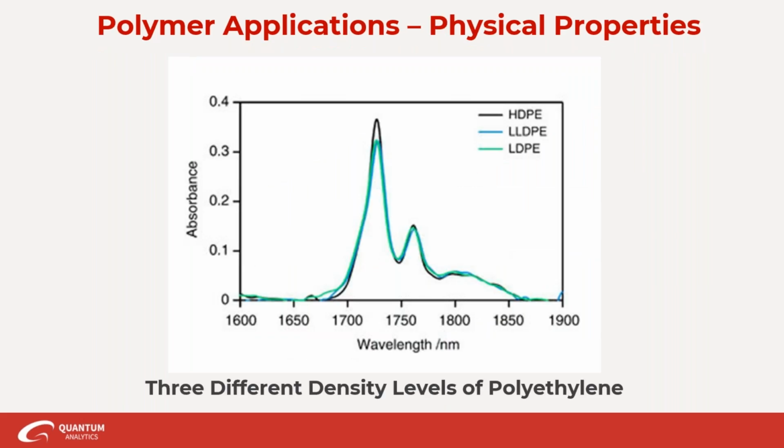Let's take a look at some of the physical properties now. This is a near-infrared spectrograph of 3 different density levels of polyethylene. Density is defined as the ratio of the molar mass and molar volume at a given temperature and pressure. And it's very important. It can be used to calculate the percentage of a polymer that is crystalline.